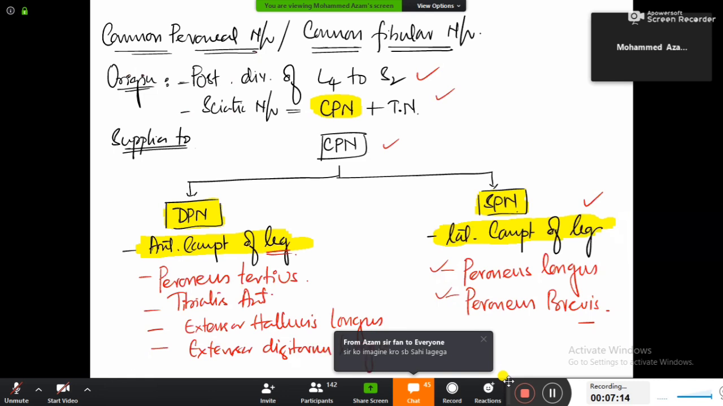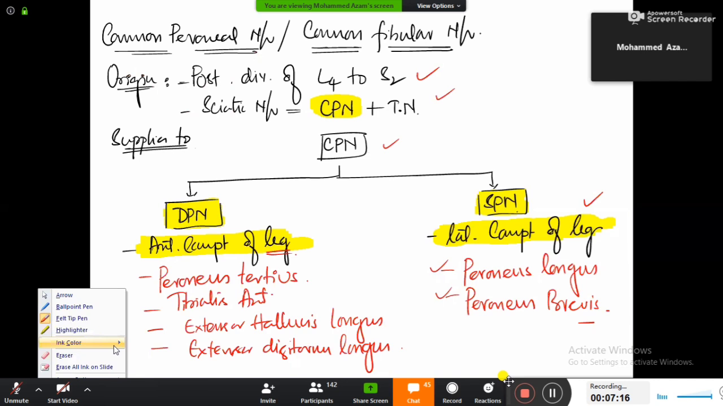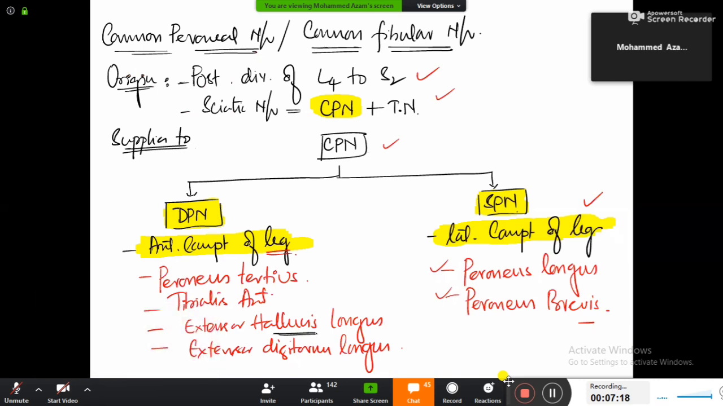Now guys, it is so easy to understand. Look at the word hallucis. Hallucis means what? Great toe. You remember, like in the upper limb, our hand, thumb will be known as pollicis, whereas in the lower limb, the great toe will be hallucis. So one muscle is for the great toe. And not only the great toe, what about the remaining toes? The remaining toes will be supplied by digitorum, extensor digitorum longus. And these are all the muscles in the anterior compartment of the leg, sir.